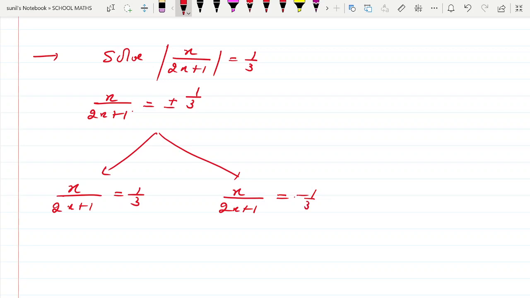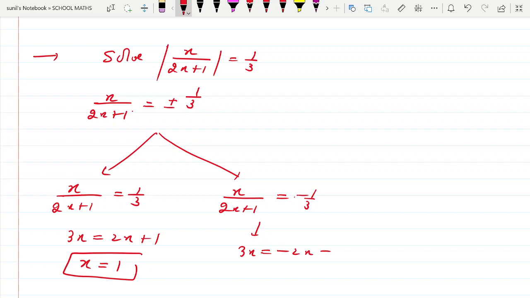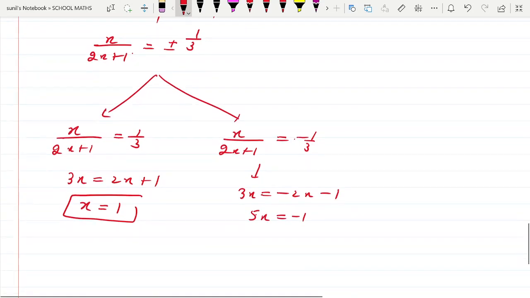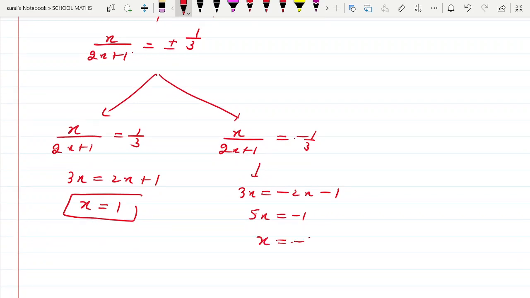Now cross multiply. First let us solve this. So 3x equals 2x plus 1. From this I can say that my x is 1. And now from the other case I can say that 3x is equal to minus 2x minus 1. So 5x is equal to minus 1. So what is the value of x? X is minus 1 by 5.